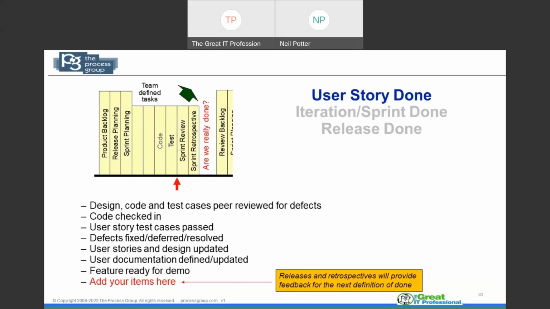Now I'm going to go through some standard examples of what you would have in the list, and suggest that you're going to obviously modify and tweak the list over time given your history and your experience in your projects. So we have design, code and test cases peer-reviewed for defects. So any kind of team would have some kind of requirements, maybe do some kind of design or architecture activity.